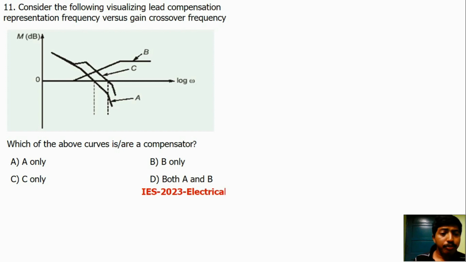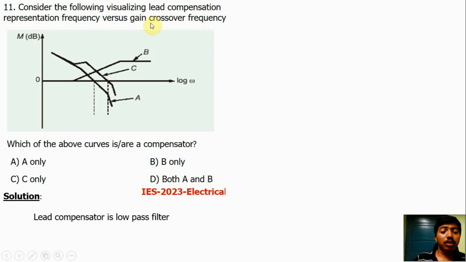So that question is, the graph is given, lead compensation graph. We have to find which of the compensators. We know that there are lag compensator, lead compensator and lag-lead compensator. Lag compensator is a high pass filter, lead compensator is a low pass filter. So the lead compensation is given. We know the low pass filter graph. Here this B graph is a low pass filter graph. So option B is correct.